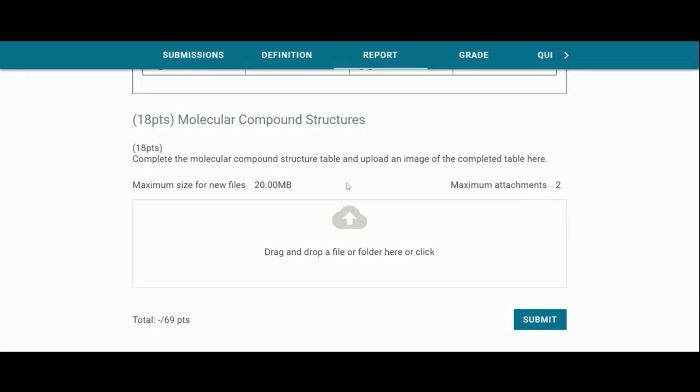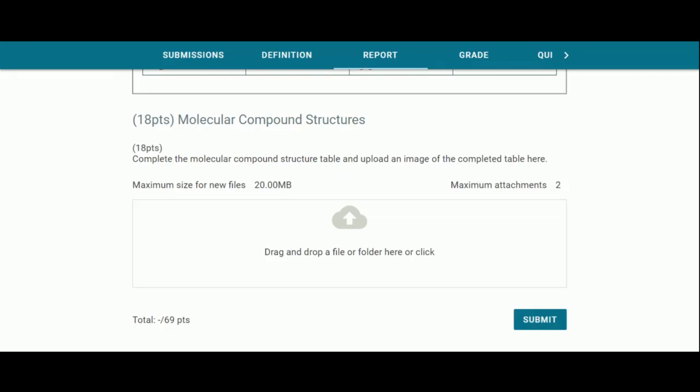So for this one, you're going to want to go and look at your introductory document. This table that it's asking you to complete is this last table here, molecular compound structures. It's the last page on the introductory document. You will have to either download it or redraw it. You will have to print it out, fill it out and scan it, redraw it, or take a screenshot and then fill it out.